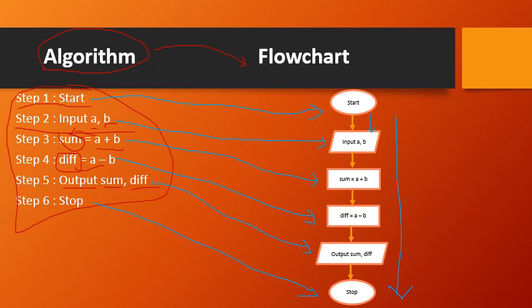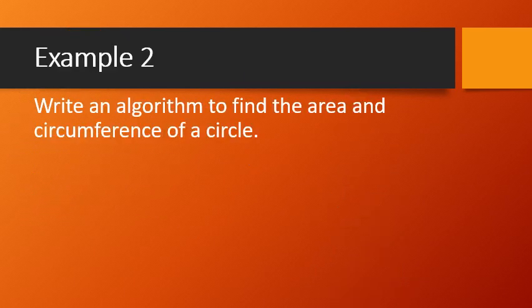Let's go ahead and try to write an algorithm and flowchart for another example. Write an algorithm to find the area and the circumference of a circle. So what are the things I would be interested in? What could be the inputs? Input could be the radius. I need the radius of the circle. Then only I will be able to find the area as well as the circumference.